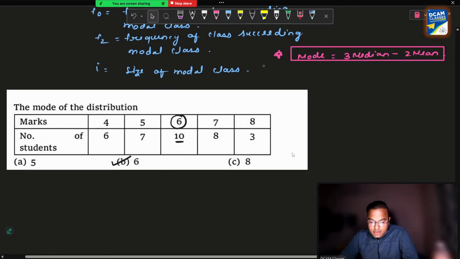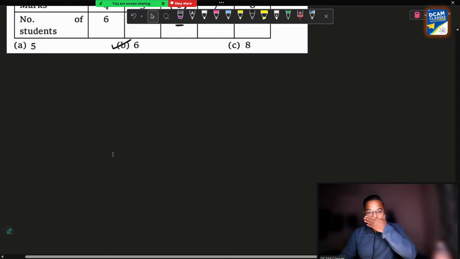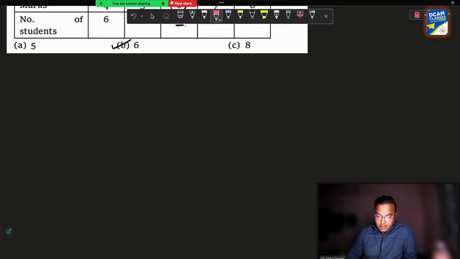That's why I gave you this relation. After this, the good questions start from measures of dispersion, where they ask range, standard deviation, and variance and all. That we'll do in the next class. In your CBSE boards also, if they ask questions, they'll be asking from this only. In the next class, we'll be studying measures of dispersion.